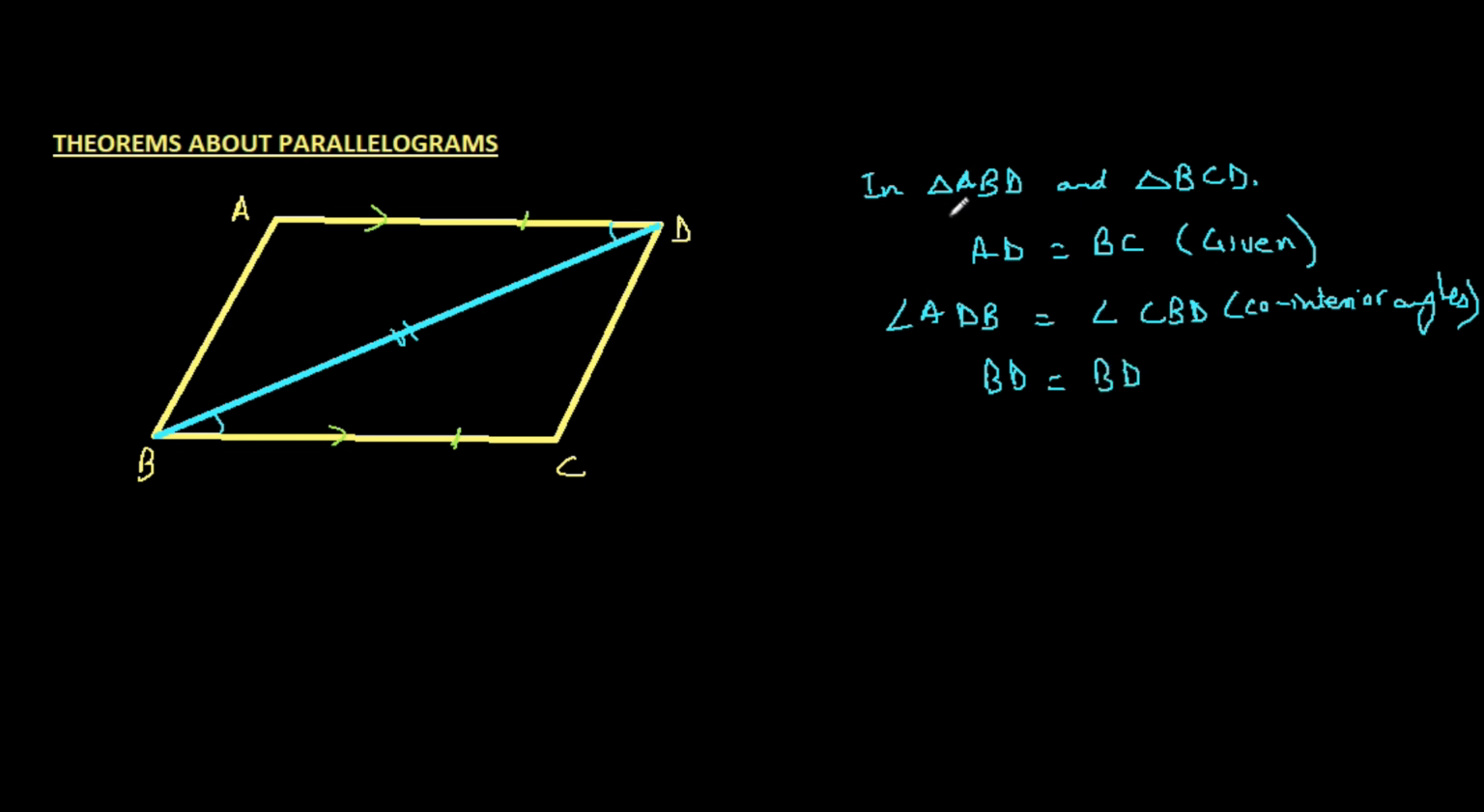Therefore, AD is equal to BC, that's a side. This is an angle that we have, and this is a side again. And if you see that this angle is between this side and this side, which are the sides that we have taken into consideration, which means that this angle is the included angle. So therefore, by SAS congruence condition or congruence rule, we can say that triangle ADB is congruent to triangle CBD.